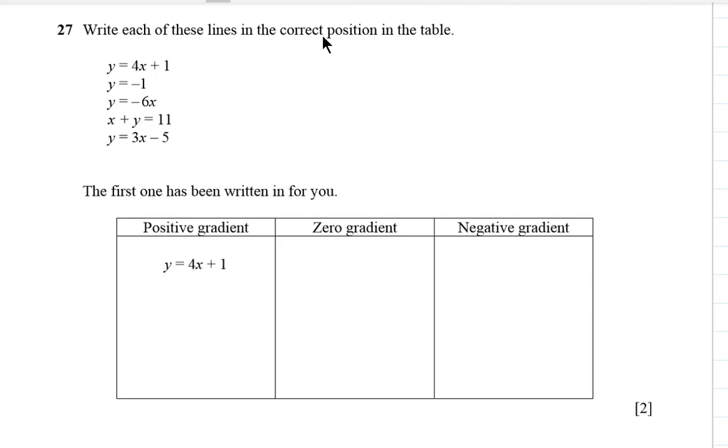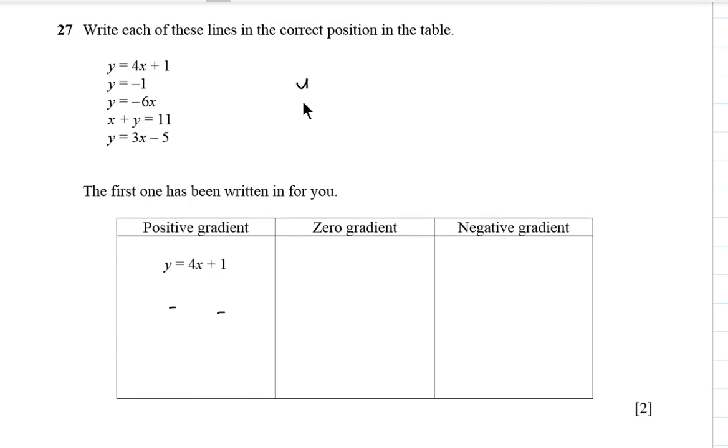Question 27. Write each of these lines in the correct position in the table. We have here 1, 2, 3, 4, 5 lines. The first one has been written for you. Okay, you want to classify them according to their gradients. The first column will list the positive gradient, the second one for zero gradient, and the last one for the negative gradient.